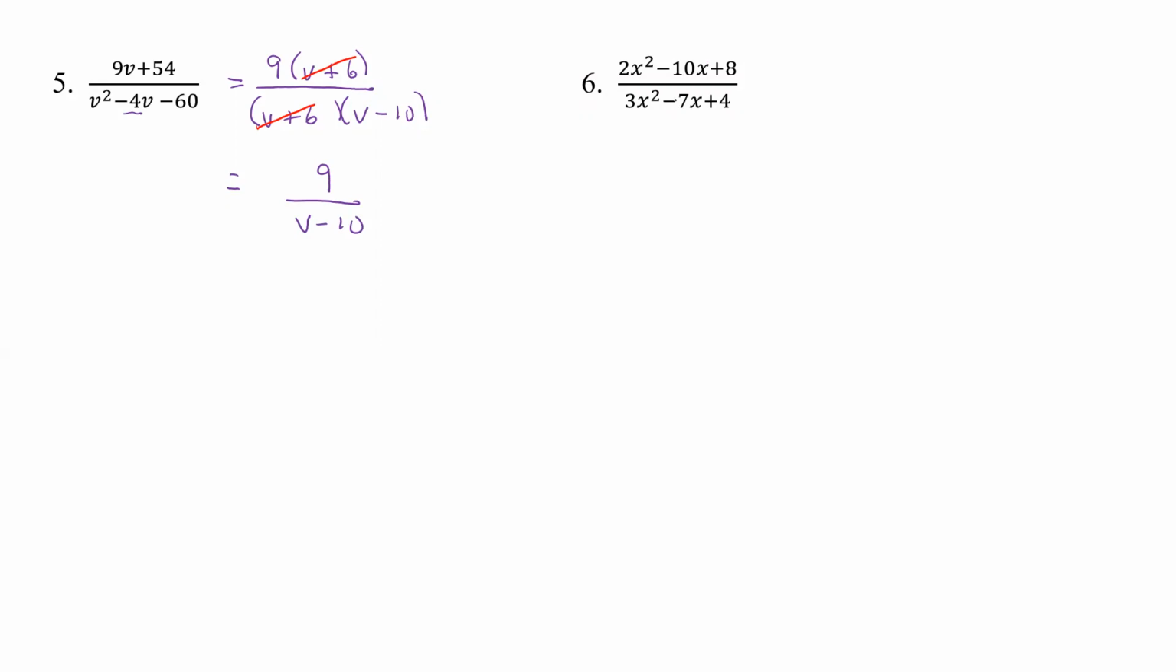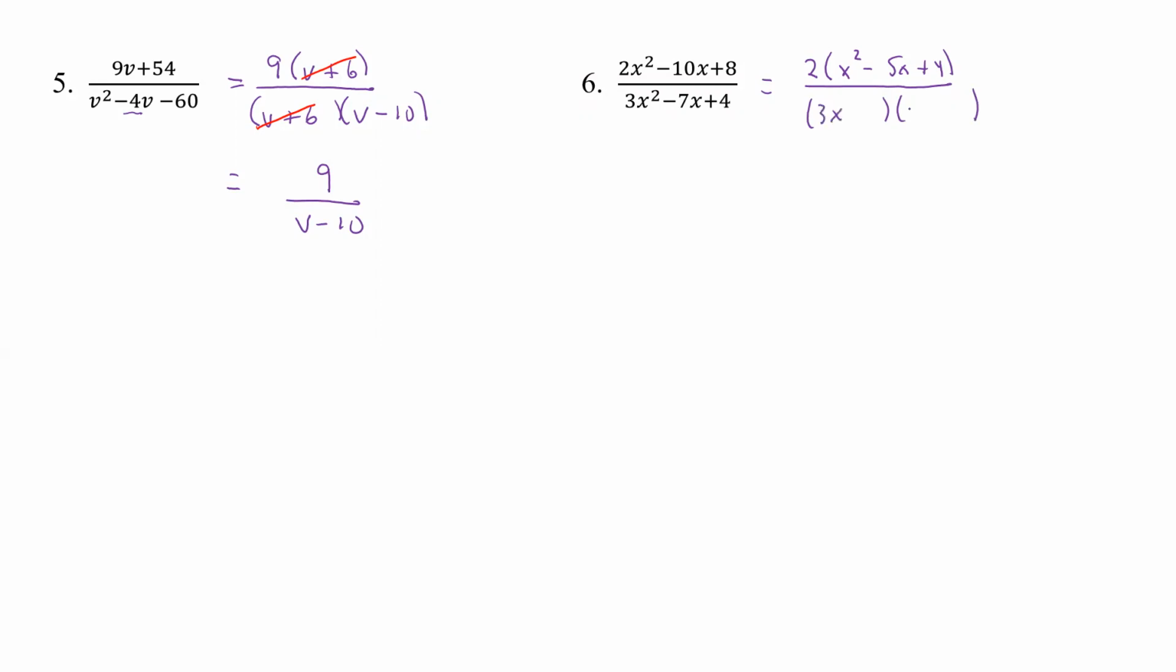All right, so the next one I see, I have two trinomials, so I'm going to have to factor numerator and denominator. Now, the first thing I notice is 2 is a factor in each one of those. So I'm going to factor out a 2 first. Then I have x squared minus 5x, and then plus 4. And then over the denominator, well, that one might be easier to factor the numerator first to figure it out.